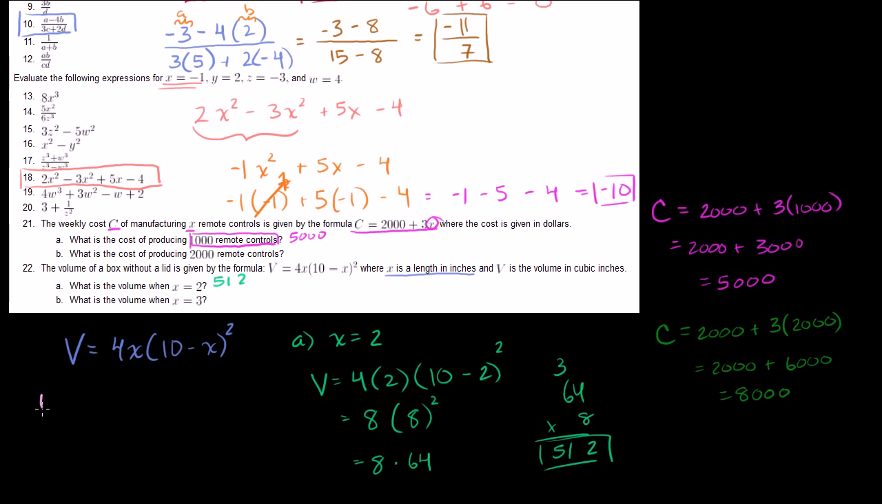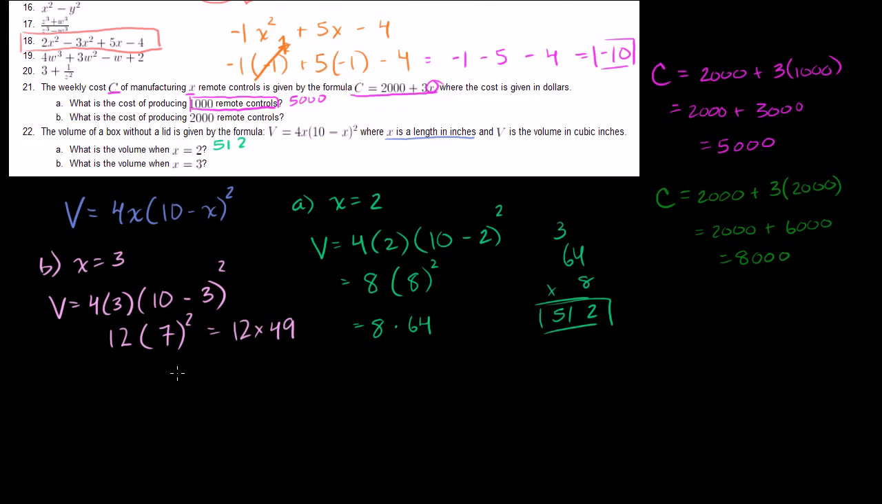I'll do it here in pink. B, when x is equal to 3, then the volume is equal to 4 times 3. x is equal to 3 now, times 10 minus 3 squared. 4 times 3 is 12, times 10 minus 3 is 7 squared. So it's equal to 12 times 49. And just to get the exact answer, let's multiply that.